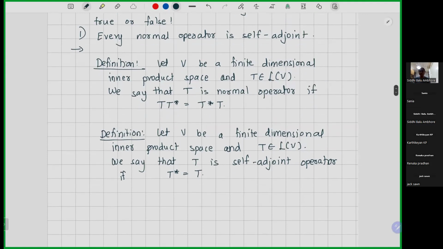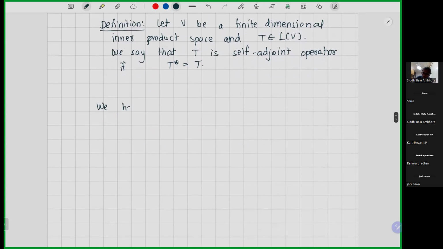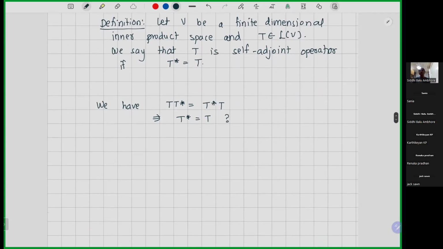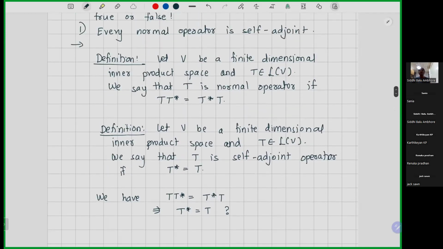So any guesses whether every normal operator is self-adjoint? When we have a normal operator, we have that T star T equals T T star. But does this imply that T star is equal to T? This is the question. If you think that this is true, then okay. If not, that is also okay. But after looking at the statements, any guess?